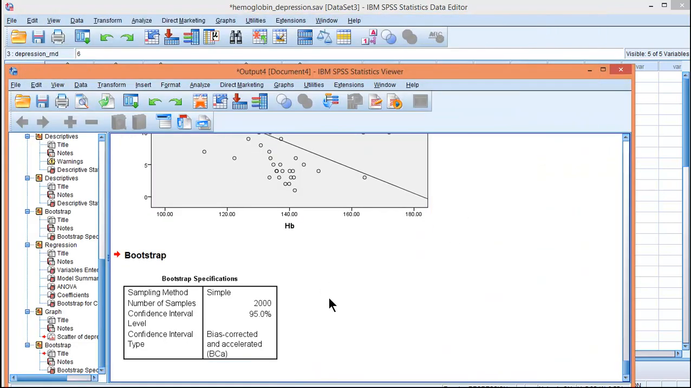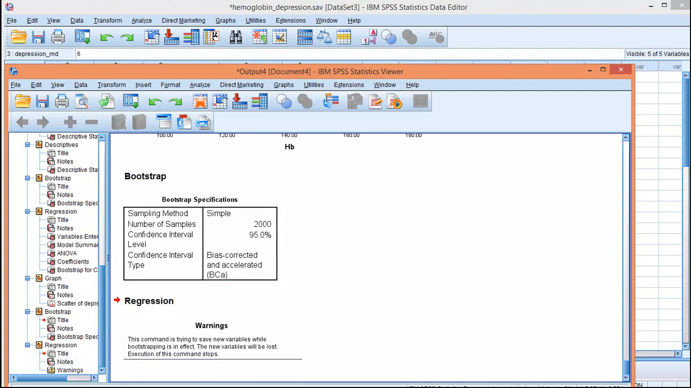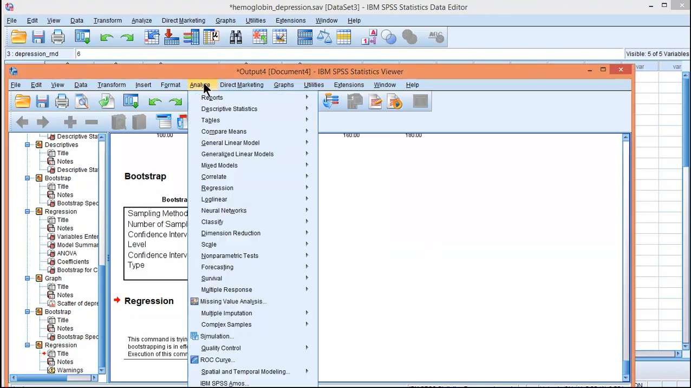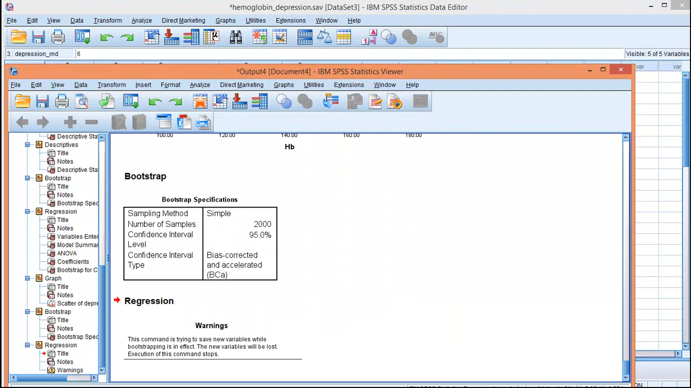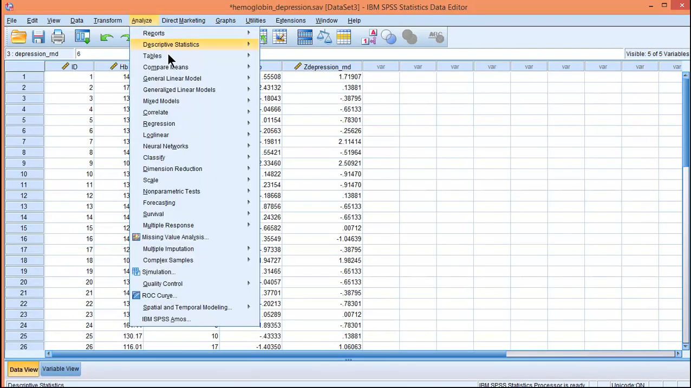Oh, shoot, it's redoing the bootstrapping. Of course, I forget that so often. It's disturbing. Okay. So analyze regression. Let's see if it actually created it or not. It didn't. So let's redo.